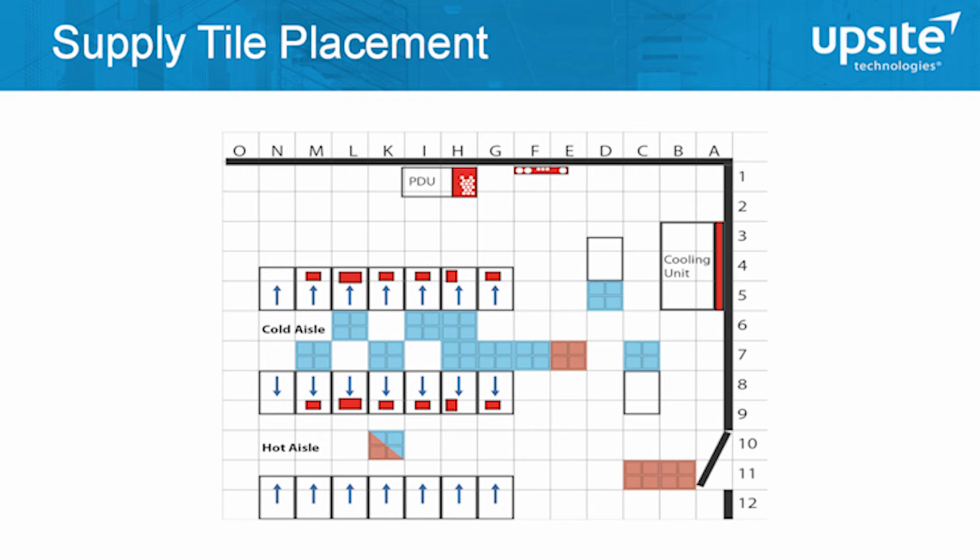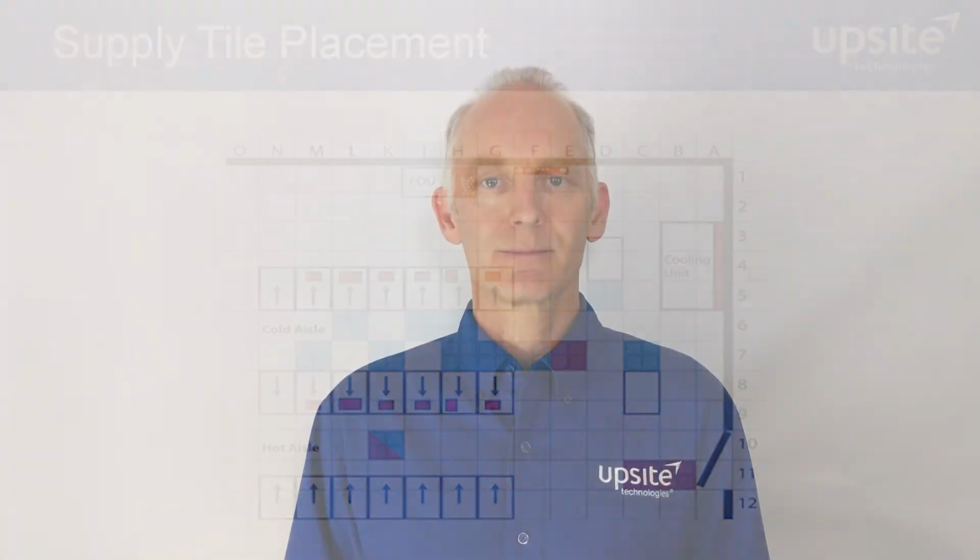There should never be a supply tile in a hot aisle. There's no need to push the hot air back to the cooling units. Stagnant hot air is fine. The air will make its way back to the cooling units.